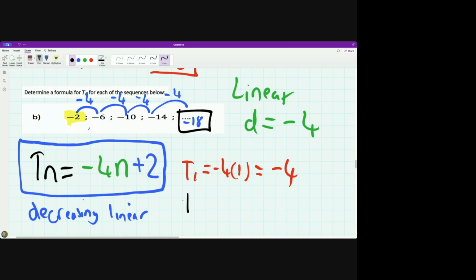All right, I want you to figure out for me what is the 100th term in this number pattern. What is the 100th term in this number pattern? What's T100 going to be?